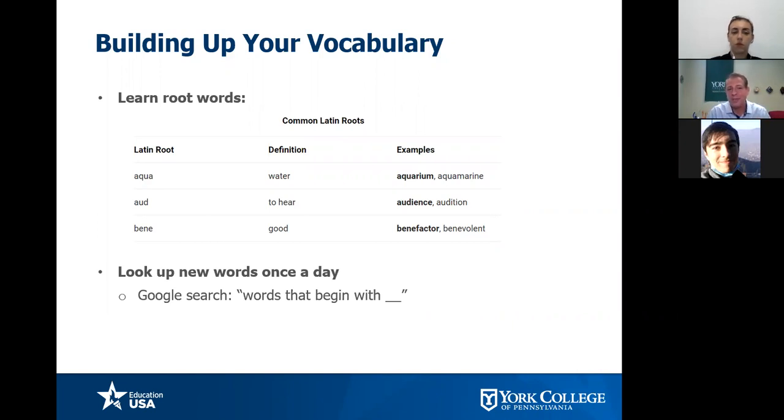Another way is to just do a simple Google search and type in words that begin with the letter B or BA, whatever it is you want to work on, and you'll be amazed what comes up. If you don't recognize something, you can click on that word and find the definition. And of course, a good old thesaurus function in Google works well too.